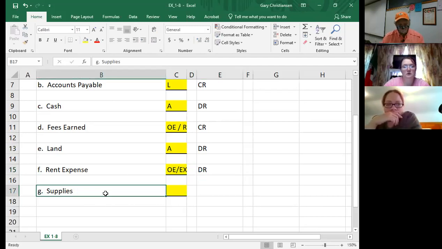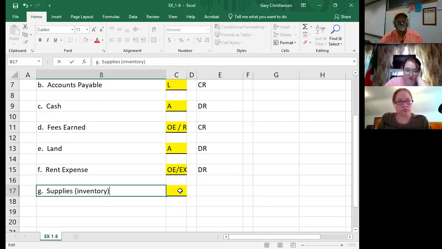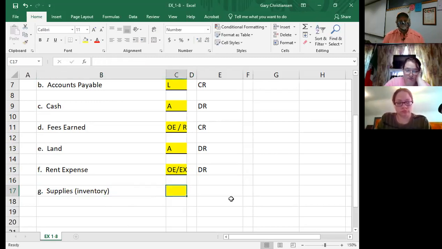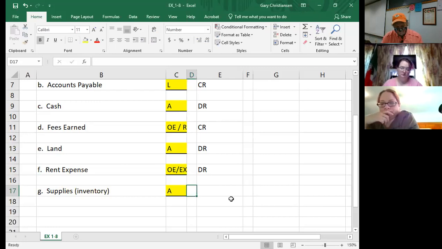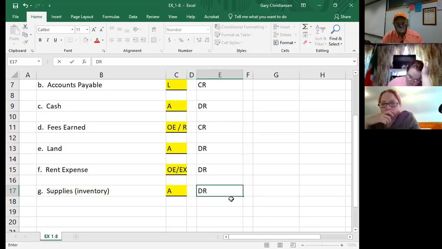I'll make a change to this one, supplies inventory. This is something we own, and I'll say this every time we run up against this in our textbook. Remember, in a textbook, supplies is an asset. When you're done with school, supplies is an expense. But in this case, it's going to be an asset with a normal debit balance. Okay.